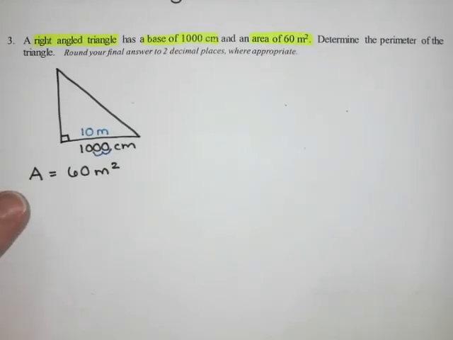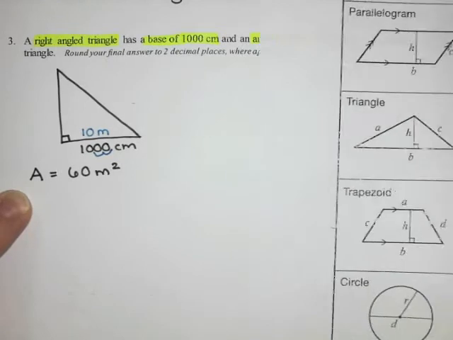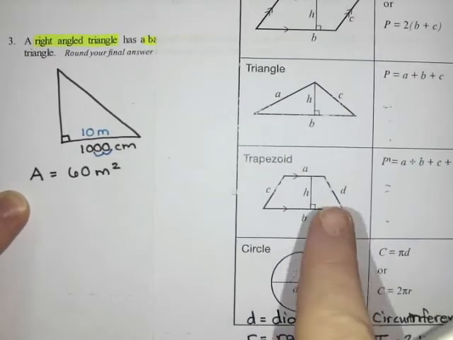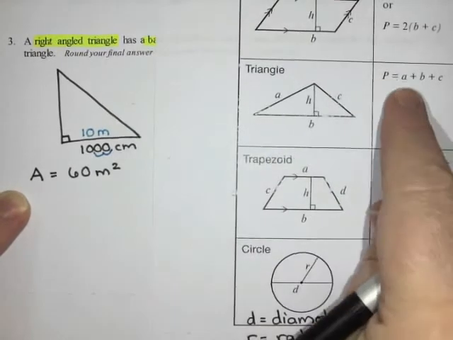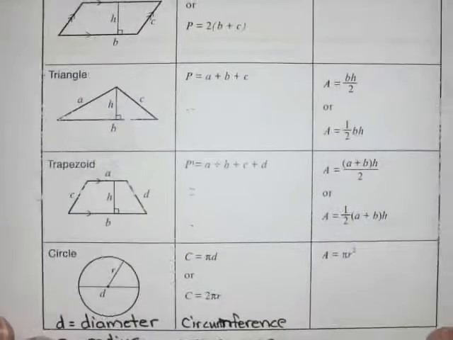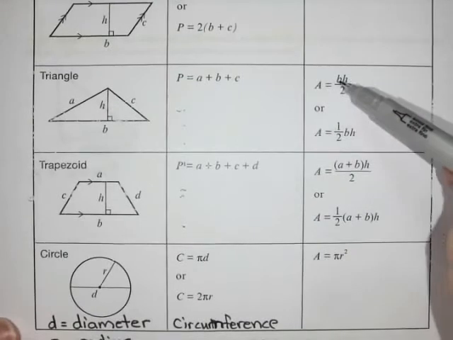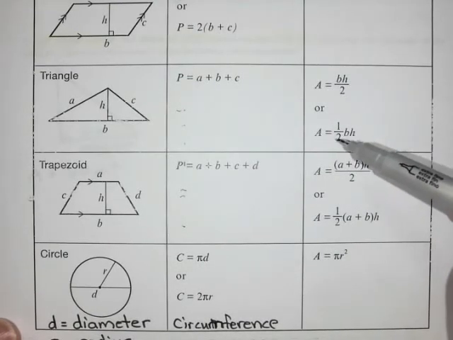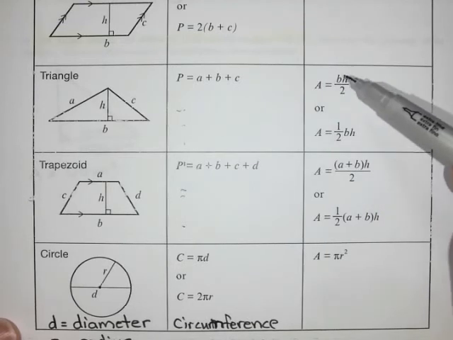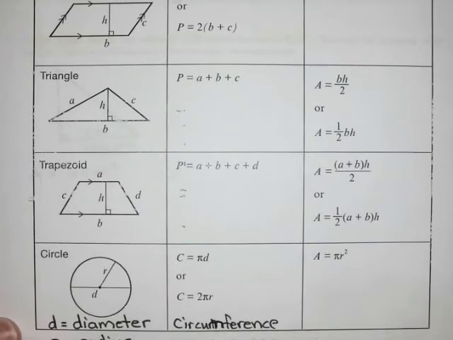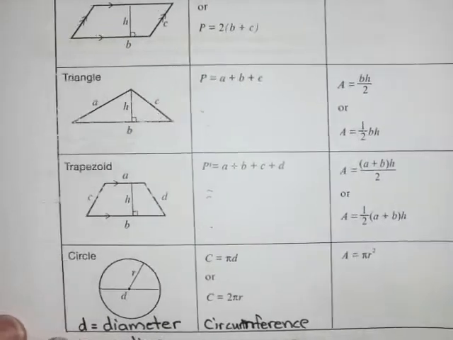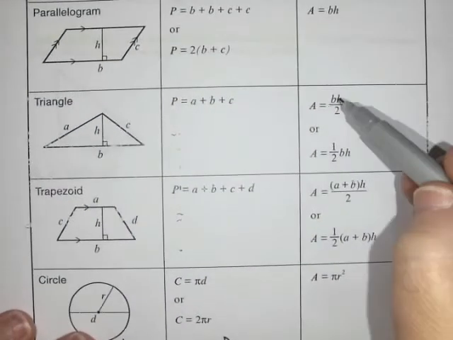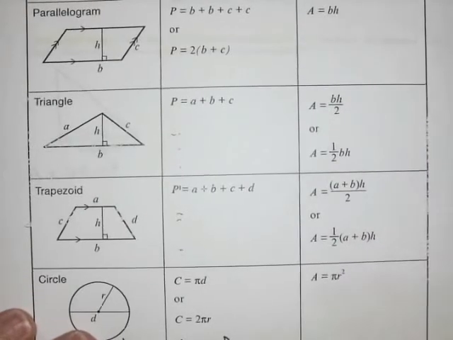Now, they did tell me the area, and I am going to use my formula sheet as reference. This is a triangle, so perimeter is a plus b plus c, but the area, I have a choice, is either base times height divided by 2, or 1/2 times base times height. I like the base times height divided by 2. So if they told me what the area is, and I know what the base is, I might be able to use this formula to help me figure out the height.